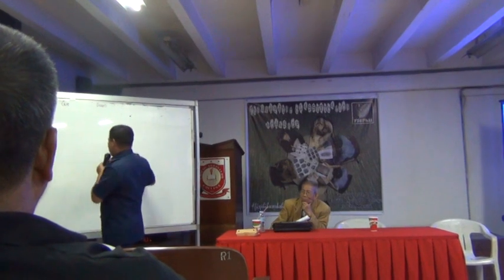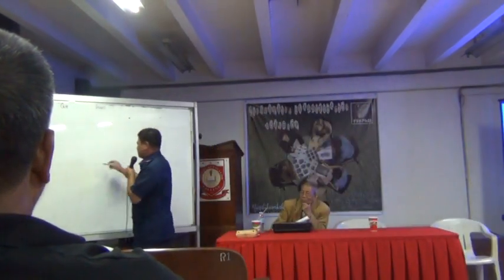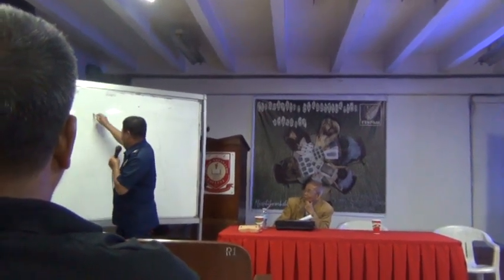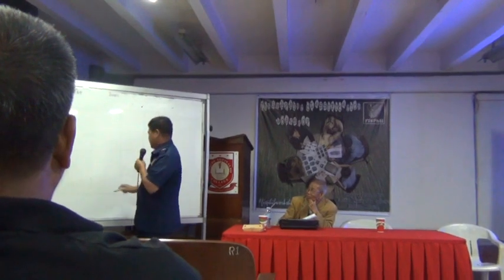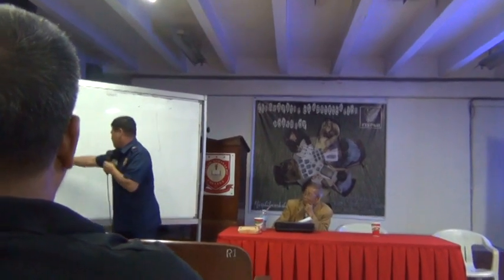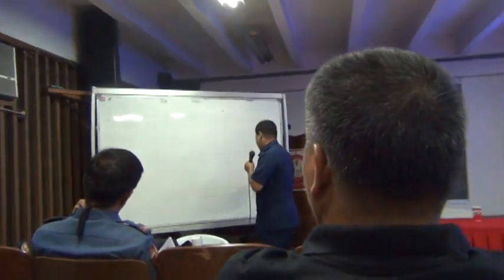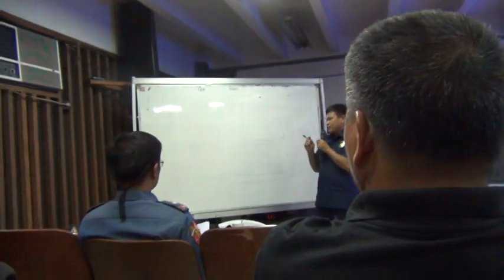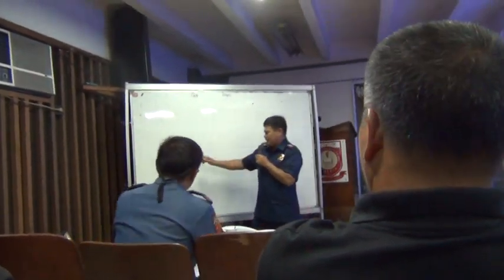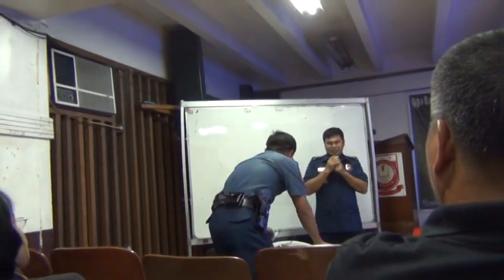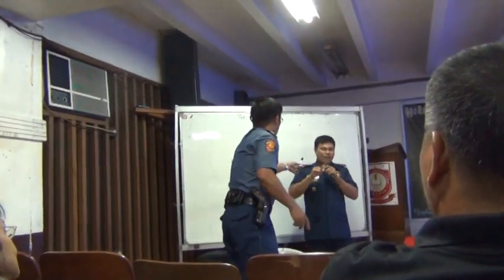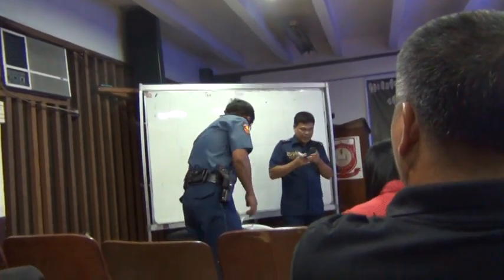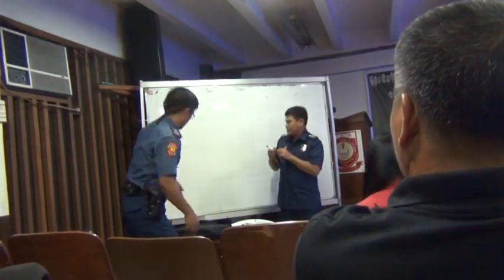So yung blocking, makikita niyo po, lalakihan ko. 1, 2, 3, 4, 5. So ito na po yan. So pag sinabi natin blocking, that is to reflect the type of whorl below the whorl type. Okay.